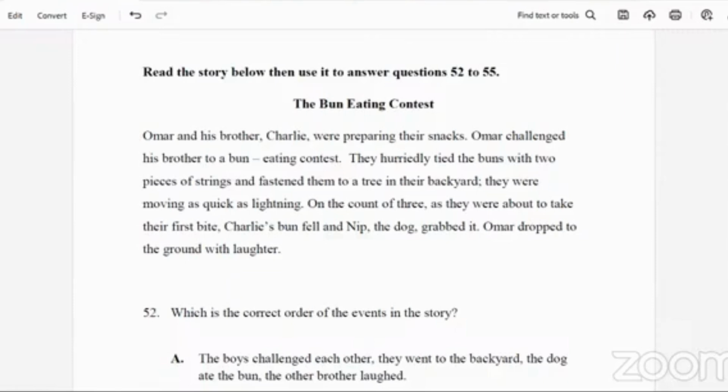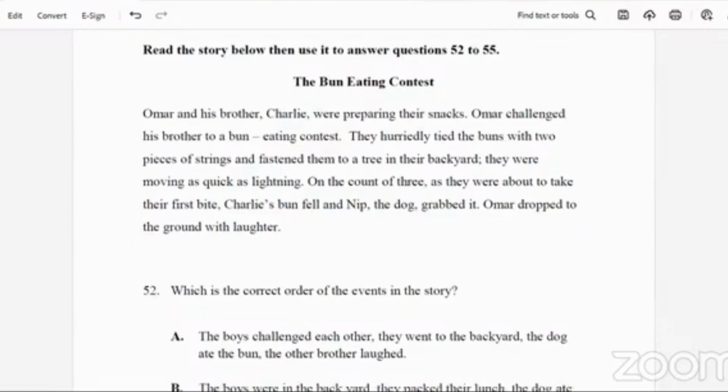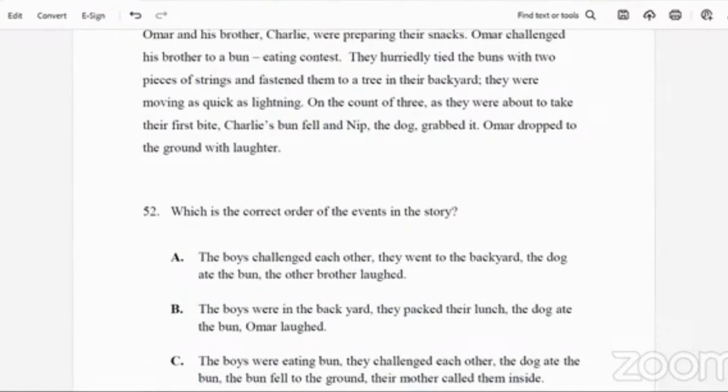What is the correct order of the events in the story? That's question 52. The boys challenge each other. And again, guys, you would have to read it again and again if you need to make sure you're sure of the information. So question 52, which is the correct order of the events in the story?